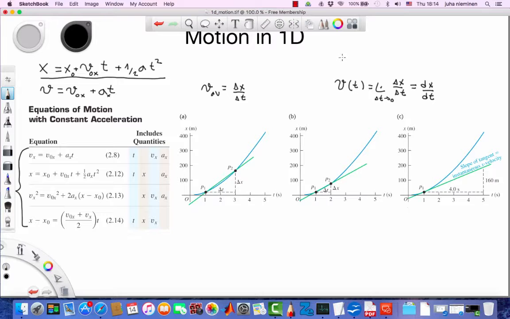We can do the same thing with acceleration, in fact. So instead of having x versus t, we have velocity versus t. And we can draw the same slopes and graphs and tangents, and we get the result that the acceleration is the limit, when the time interval goes to 0, of the change in velocity over the change in time. And again, this is now the derivative of velocity with respect to time.